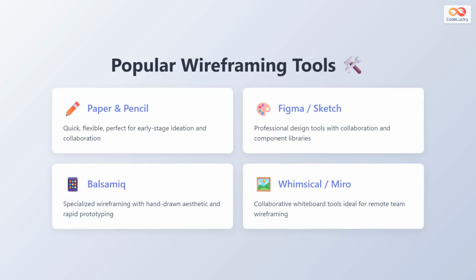You have several options when choosing wireframing tools. Paper and pencil are quick, flexible, and perfect for early-stage ideation and team collaboration. Digital tools like Figma and Sketch offer professional design capabilities with collaboration features and component libraries. Balsamiq is a specialized wireframing tool known for its hand-drawn aesthetic and rapid prototyping. Whimsical and Miro are collaborative whiteboard tools ideal for remote teams working together on wireframes. Choose the tool that best fits your team's workflow and needs.